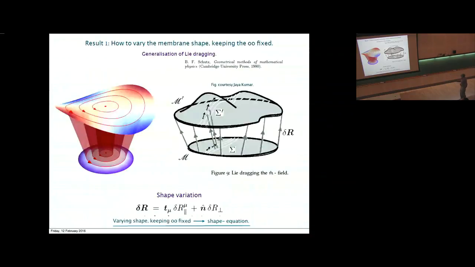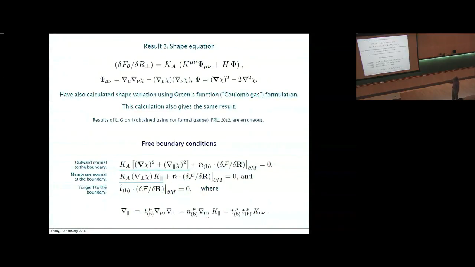Now the first question is, I'll just have four results. First is how to change the shape of a surface without changing the orientational order on it. So there is a method of doing that. You have to drag these integral curves from one surface to the other along the local normals. And I have to vary the shape here. That's not there in the ordinary XY model. That's the first result. This is not there and explained in the literature. We calculated the shape variation and this. That's the result. There is some work on this which is erroneous.